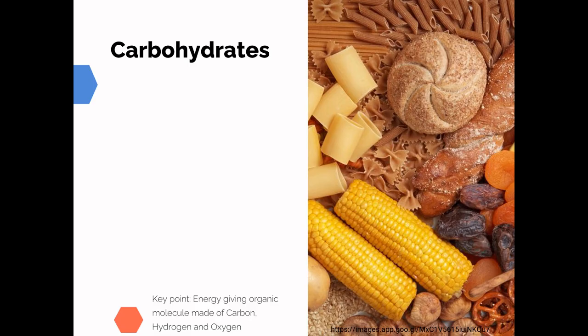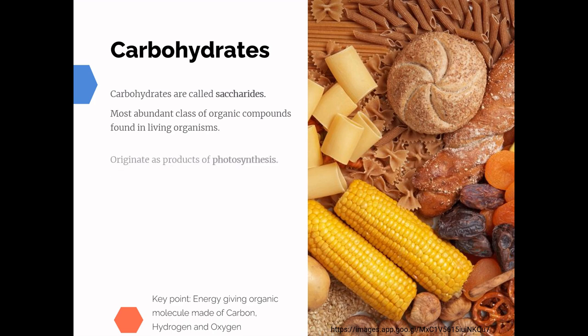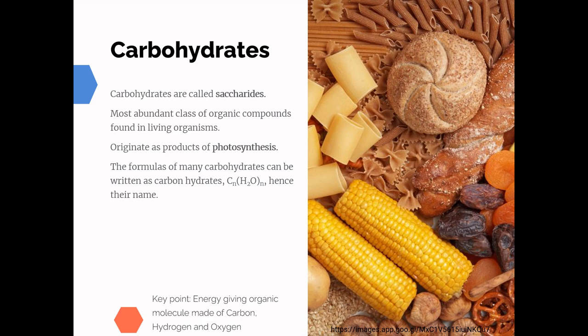So now, what are carbohydrates? Carbohydrates are called saccharides, and they are the most abundant class of organic compounds found in living organisms. They originate as products of photosynthesis, and the formula of many carbohydrates can be written as carbon hydrates, Cn(H2O)n. Hence, they are called carbohydrates.